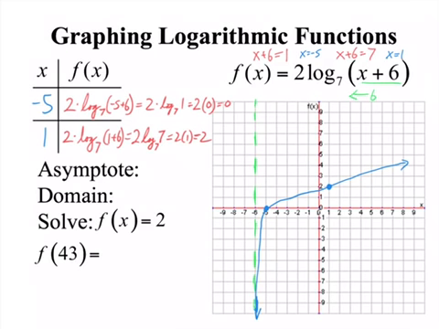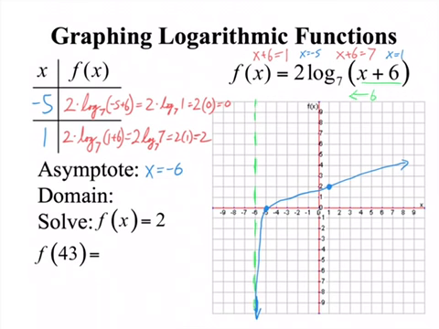So let's answer some questions here. The asymptote, what is the asymptote? What's that green line? What is the equation of that green line? Well, that green line is going through the x value of -6. So my asymptote is x equals -6, because it's going through x of -6. It's a vertical asymptote.